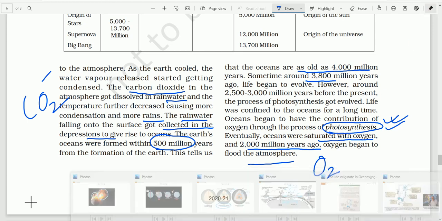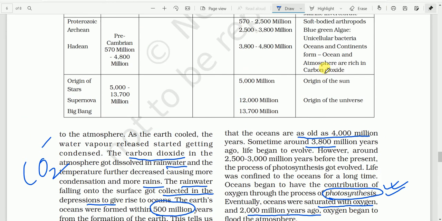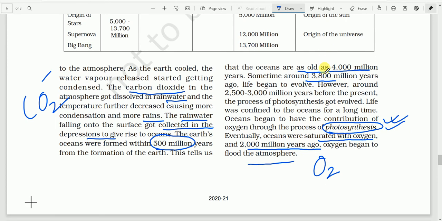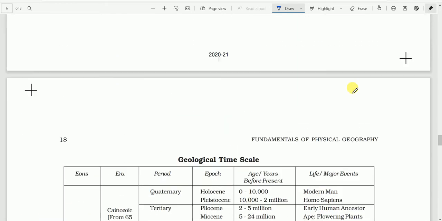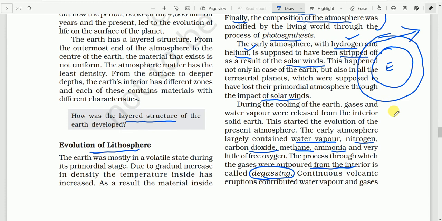Okay, up to here, any question, boys and girls, regarding the origin of the atmosphere and the hydrosphere?